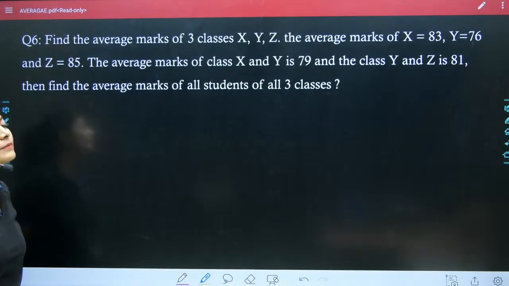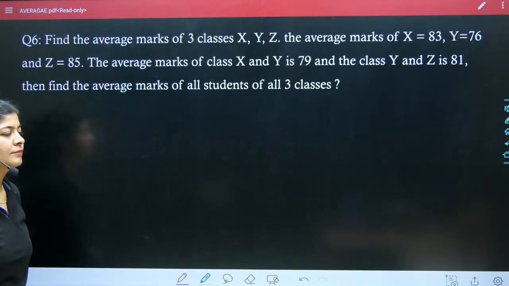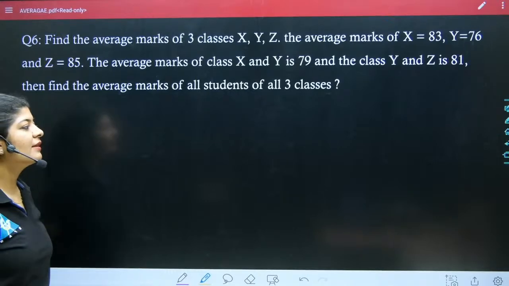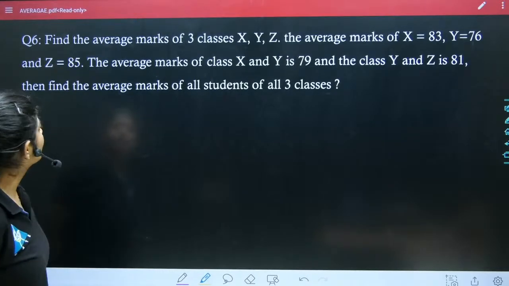Here I am having 3 classes as X, Y and Z. Try to put allegations in this to solve this question easily.